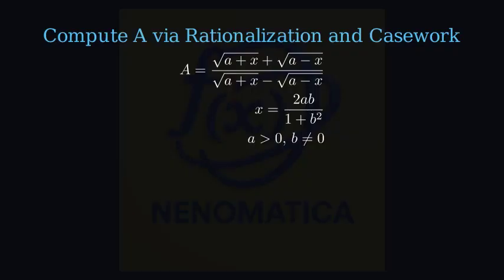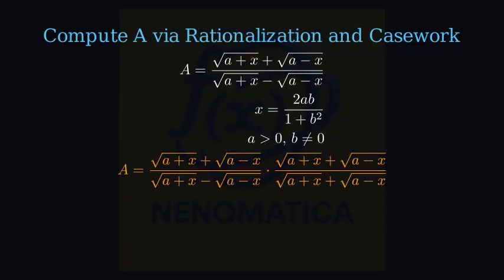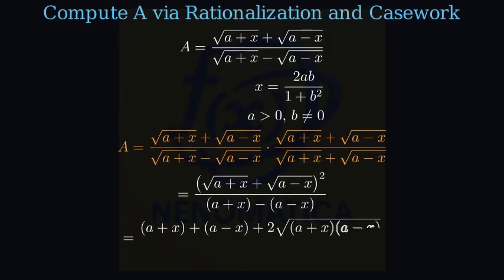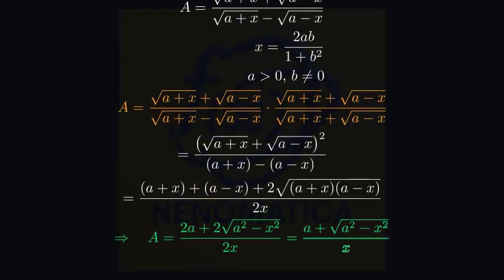Step 1. Rationalize the denominator by multiplying top and bottom by the conjugate. This turns a difference of square roots into a difference of the arguments. Now expand the square in the numerator and simplify the denominator. The numerator becomes a plus x plus a minus x plus 2 times the square root of the product. The denominator becomes 2x. So a equals a plus the square root of a squared minus x squared, all over x.